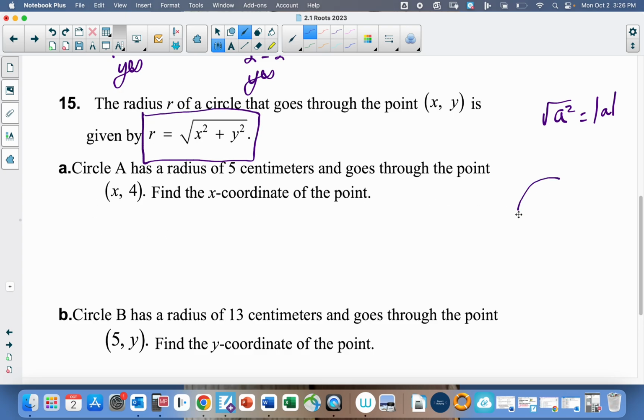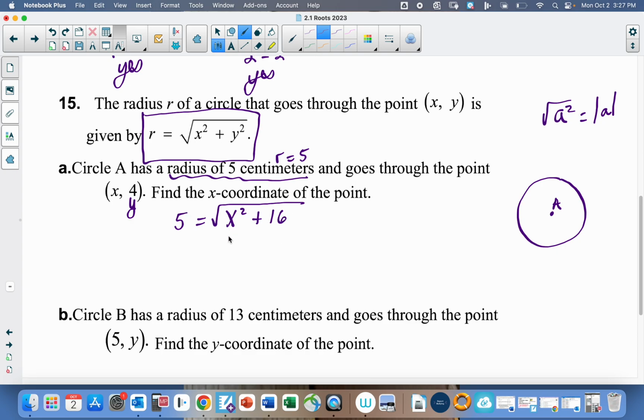So we have circle A, so I'm drawing myself a little circle. This is circle A, and it says that it has a radius of 5 centimeters, so it's telling me what R is, 5, and it goes through the point x comma 4. So it's telling me what the y is. The y is 4. So let's plug into this equation. The radius, 5, equals the square root of x squared. Well, I don't know what x is, so x squared is just going to be x squared, plus y squared. Well, I know what y is. Y is 4. So 4 squared is 16.